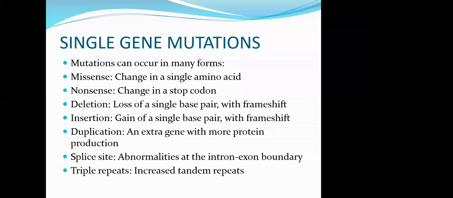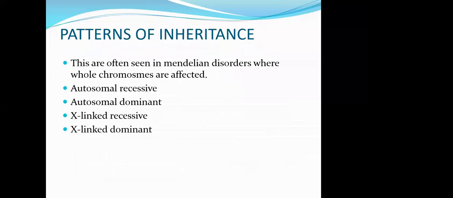Triple repeats. At the end of each chromosome, there is what is referred to as a triple repeat. This is supposed to make the chromosome more stable. So if you have triple repeat mutations, or increased tandem repeats at each end of the chromosome, then you find what is referred to as triple repeat mutations. And these have an increased propensity to mutations, especially cancerous diseases. So these are examples of mutations.